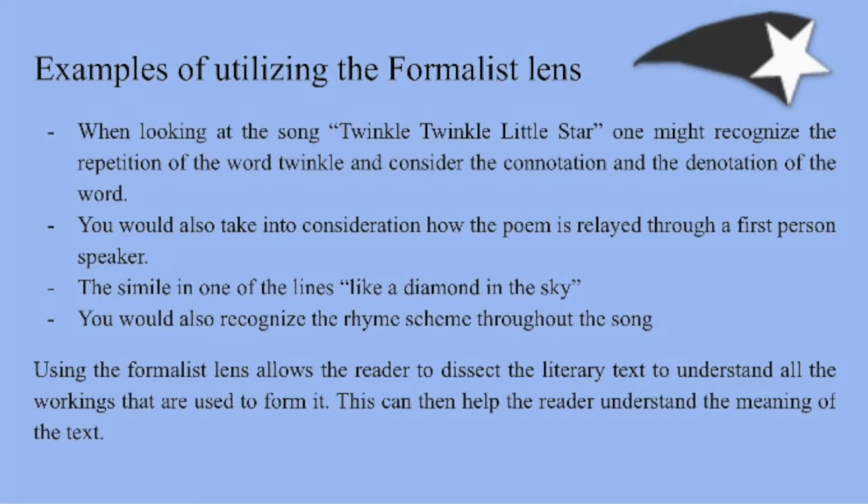In addition, we can also take into consideration how the poem is relayed through a first person. How I wonder is an example of this, as well as simile in the lines like a diamond in the sky. Lastly, we can also recognize the rhyme scheme throughout the entirety of the song. In using the formalist lens, we as readers are allowed to dissect the literary text and understand all the workings that are used to form it. This helps the reader understand the meaning of the text.